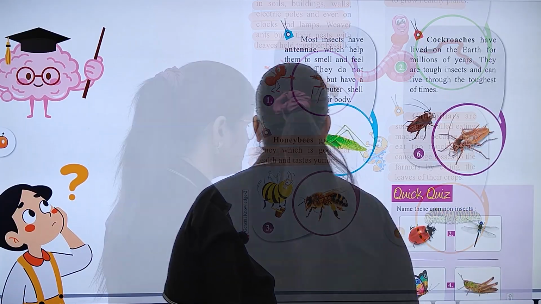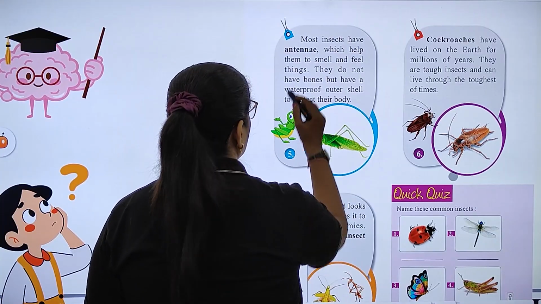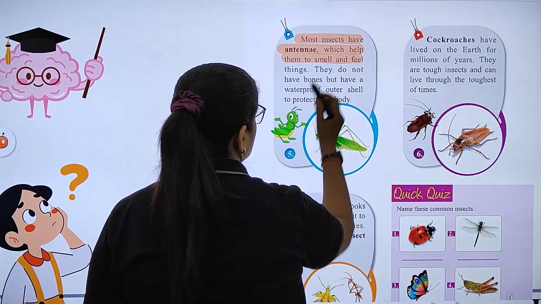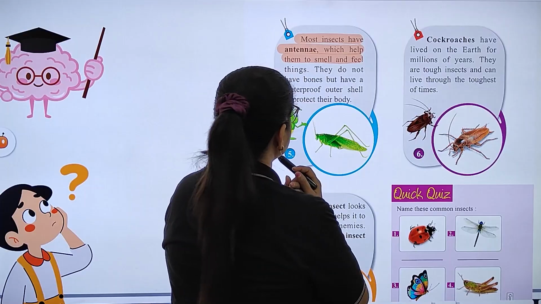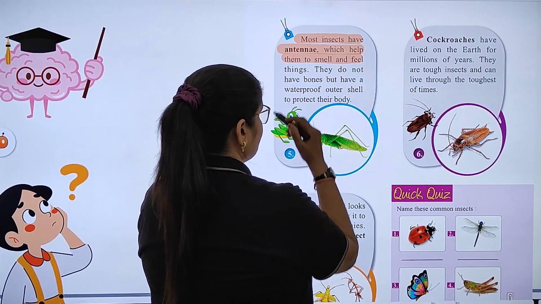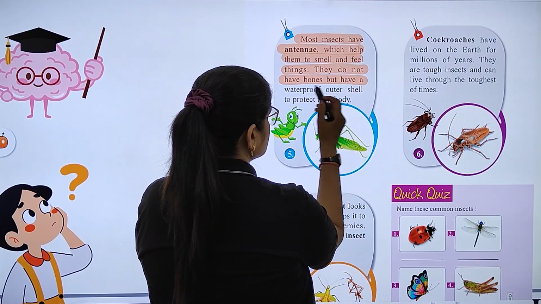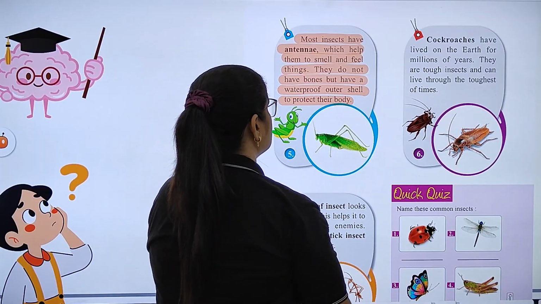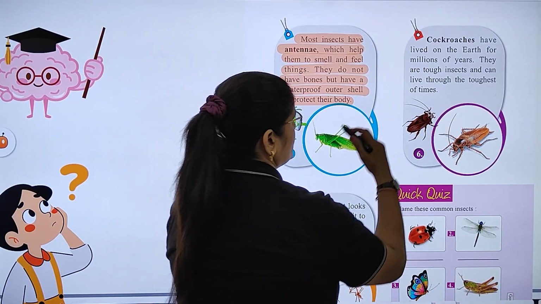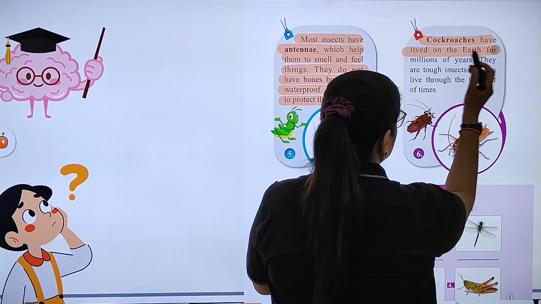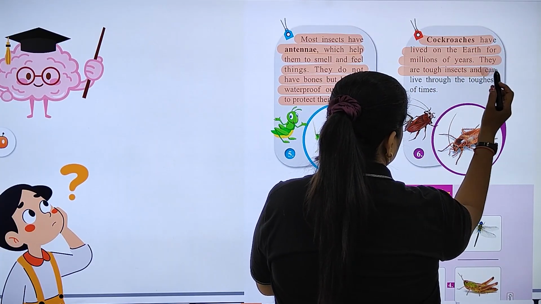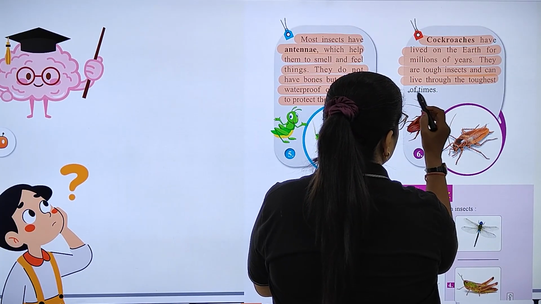Okay. Next, number 5. Most insects have antennae which help them to smell and feel things. They do not have bones but have a waterproof outer shell to protect their body. Cockroaches have lived on the earth for millions of years. They are tough insects and can live through the toughest of times.